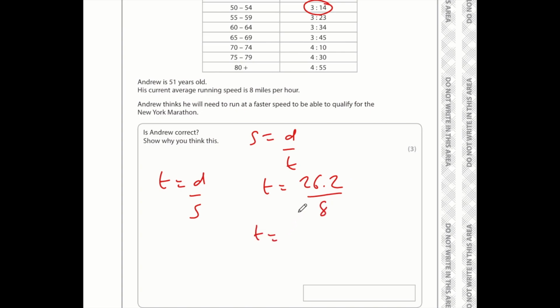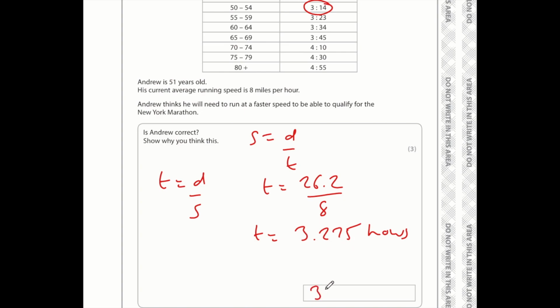So therefore the time is going to be 3.275 hours. Now, what is this in hours and minutes? A lot of people would think it's 3 hours and 27 minutes or something like that, but remember that there's 60 minutes in an hour, not 100. Here our calculator's just using the decimal system.